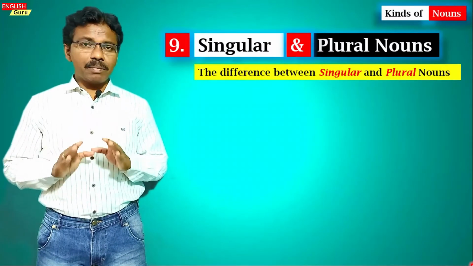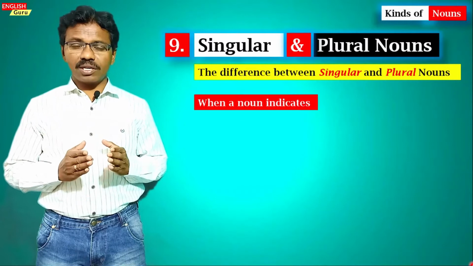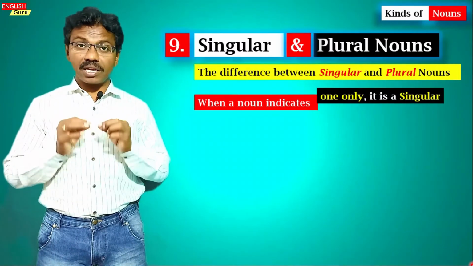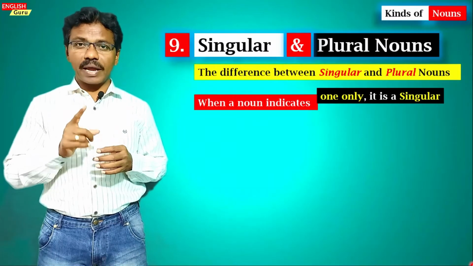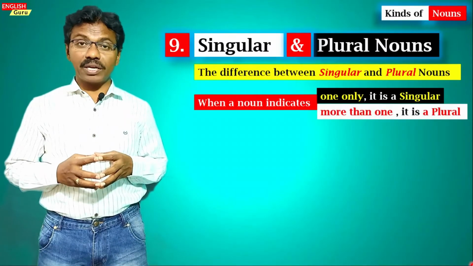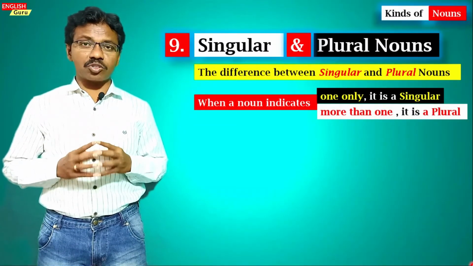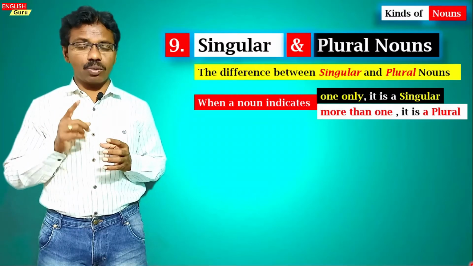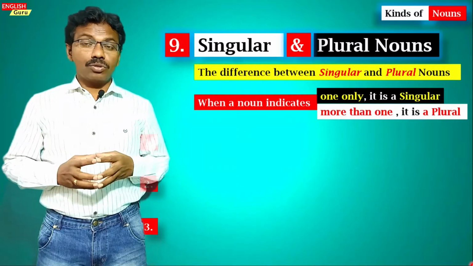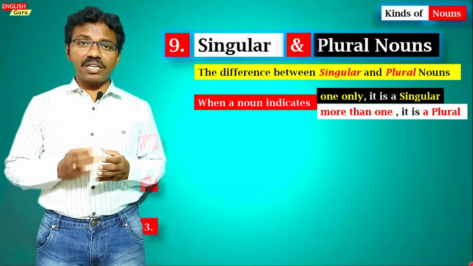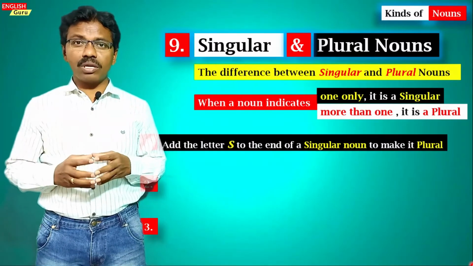The easy and important difference between a singular noun and a plural noun is that when a noun indicates only one thing, one person, one idea, it's a singular noun. Whereas when a noun indicates more than one thing or one person, one idea, it's a plural noun. So there are certain ways of changing a singular noun into a plural noun, and let us see.